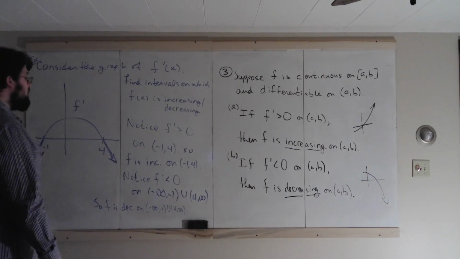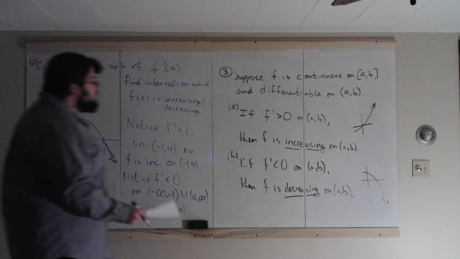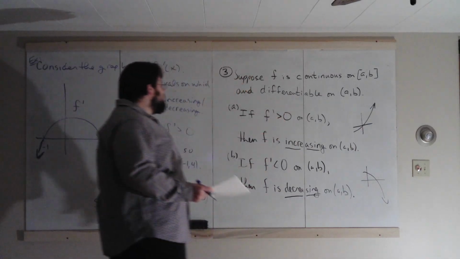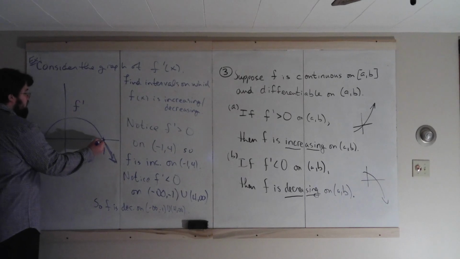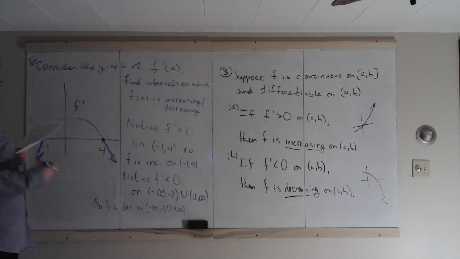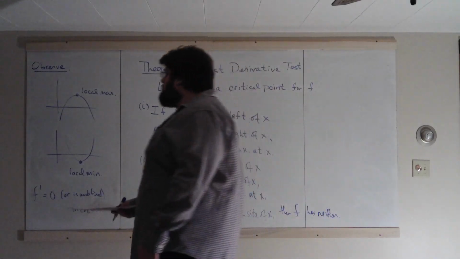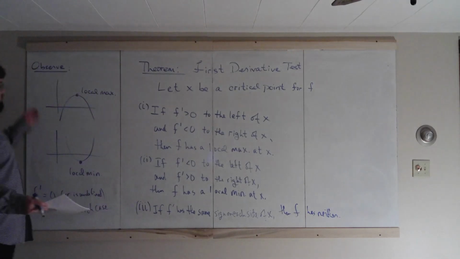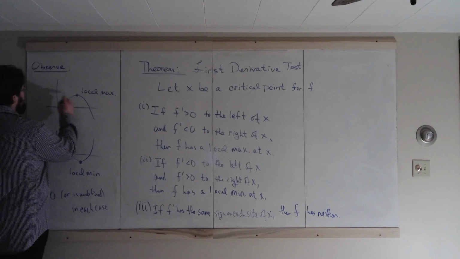Notice here we're not including any of these endpoints because this result doesn't say what happens when f prime is 0. f prime is 0 at negative 1 and 4. That result doesn't tell us anything about what happens at the points where f prime is 0. One thing we'd like to do is be able to use calculus to differentiate between these two situations. So notice, well, we talked about this a little in the extreme value theorem topic.